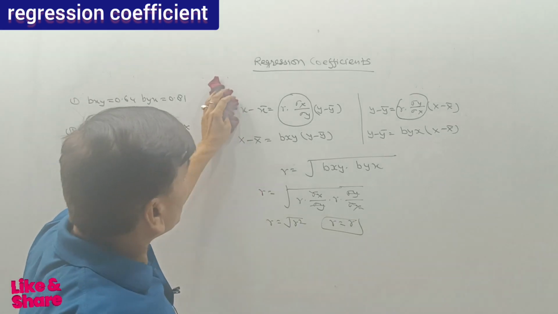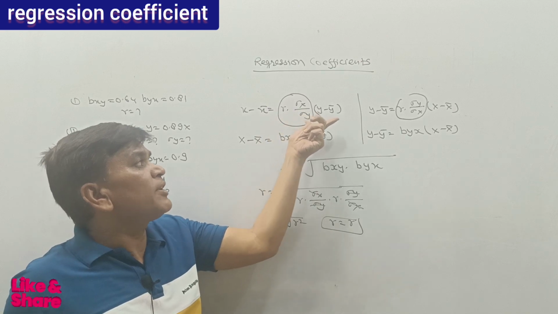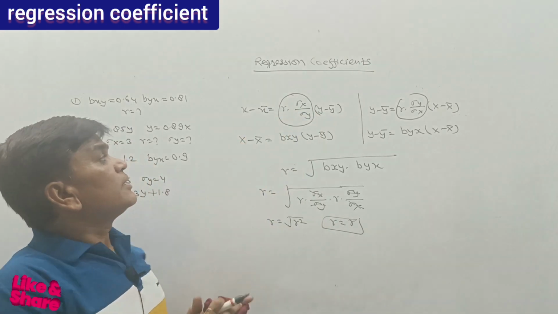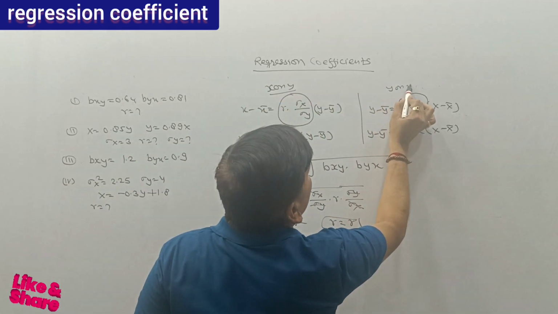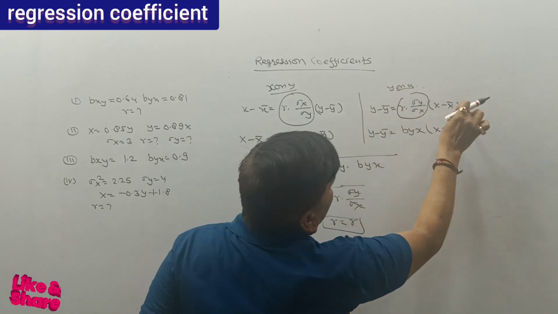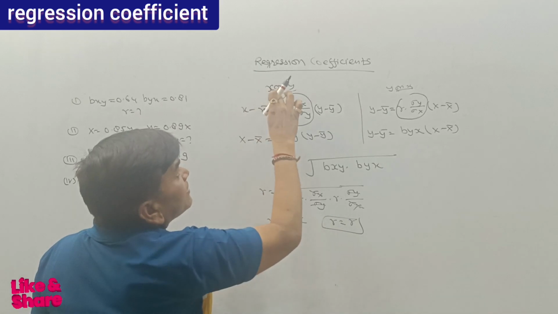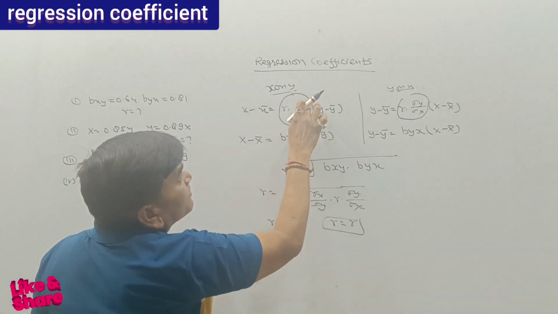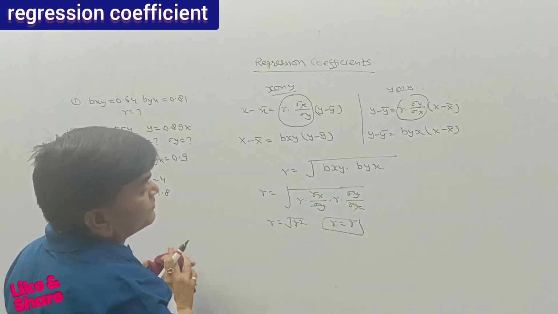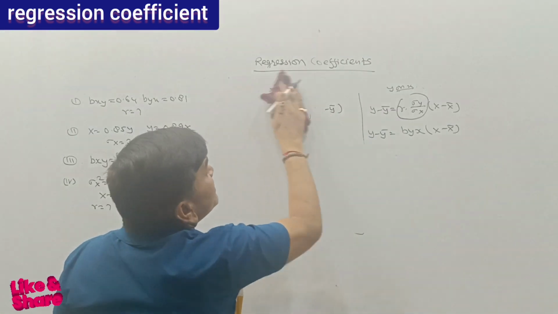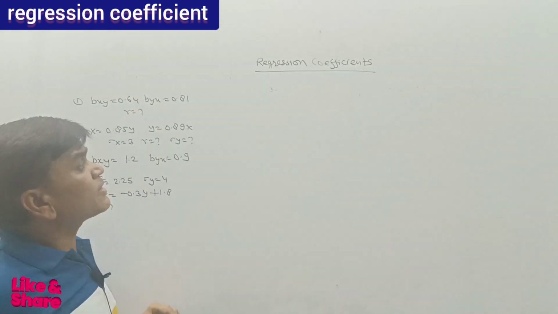So firstly, x minus x bar equals r times sigma x over sigma y times y minus y bar; that is x on y. This is the x on y equation, and this is the y on x equation. As we know, in y on x, y is first and x is last, and here in x on y, x is first and y is last. Sigma x is on the upper side because x is first, and y is last, so sigma y is on the downside.